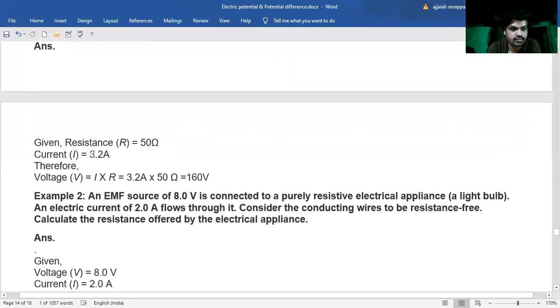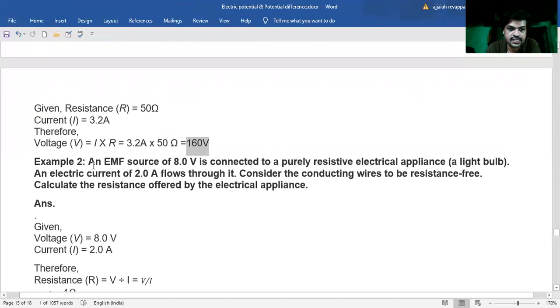Okay, write down. Write the equation. Voltage is equal to electric current into resistance. Substitute the values and simplify. We'll get 160 volts. Next, an EMF source of 8 volt. EMF means electromotive force.